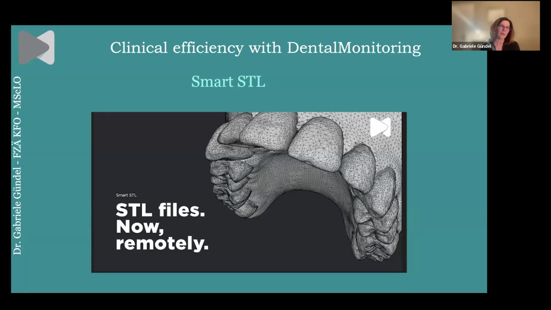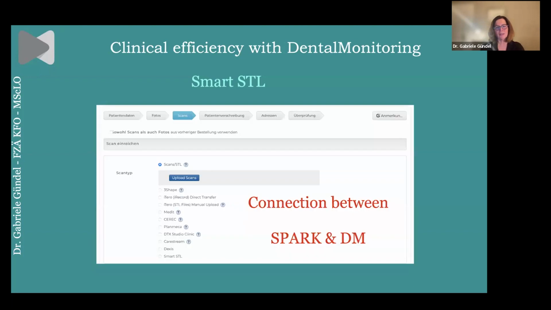In the same way, we can work with our scans made in our offices. And this is really a huge advantage. So look at this. We have here a lot of scanners we can work with. So Spark is very open to a lot of scanners. And also here you have the button Smart STL. So there is a nice connection between Spark and the DMD and the dental monitoring.